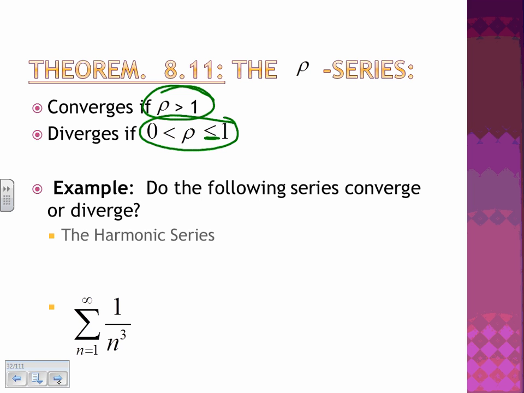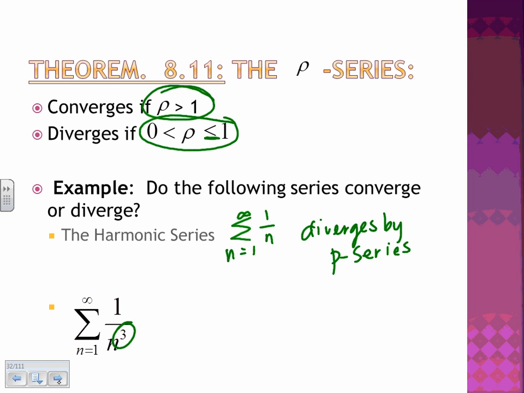Alright, so do the following series converge or diverge? Harmonic series. Okay, so that's this guy. So that diverges by the p-series. Okay? The last one, 3. So what happens? Converges by the p-series. Done. Don't you love the p-series?